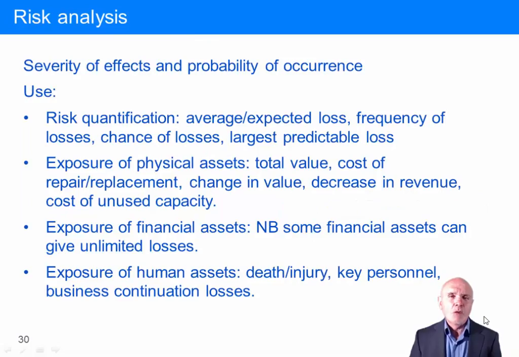We now look at some quantitative aspects of risk analysis. How much would the loss be, and what is its probability of occurrence? Risk quantification could be the average loss or the expected loss. We can look at the frequency of losses. We can look at the largest predictable loss. We can look at what's called the dispersion of the risk. Is it very finely dispersed, so that there's very little chance of going outside a particular set of results, or is it a very wide set of possibilities?